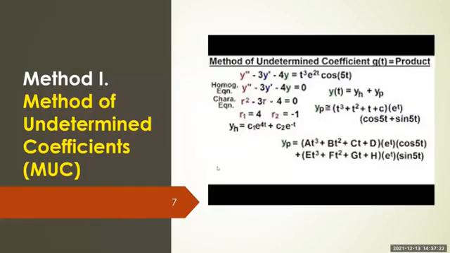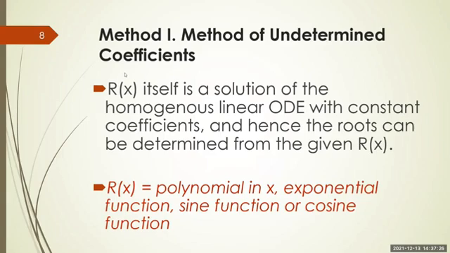For the method of undetermined coefficients, or MUC, take note that R(x) itself is a solution of the homogeneous linear ODE with constant coefficients, and hence the roots can be determined from the given R(x). I want you to take note of this one. This is important. The R(x) can be polynomial, exponential, sine, or cosine. So only those four. Again, polynomial, exponential, sine, and cosine.